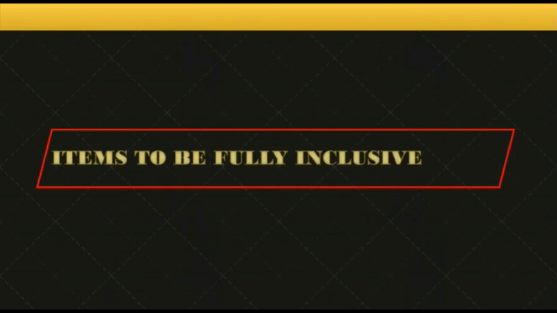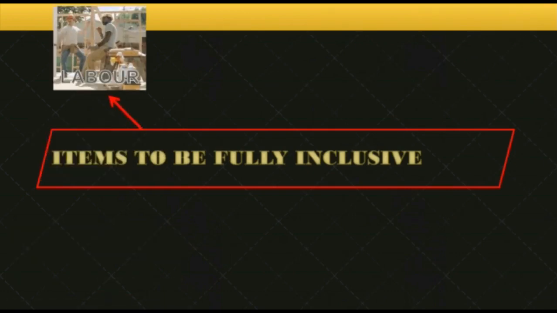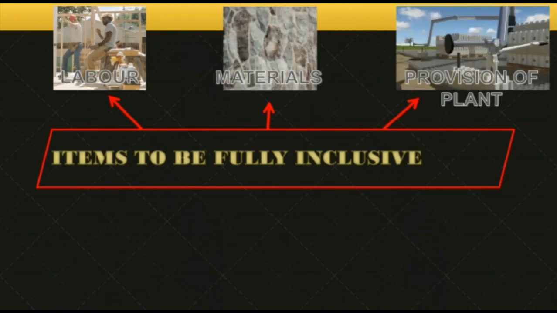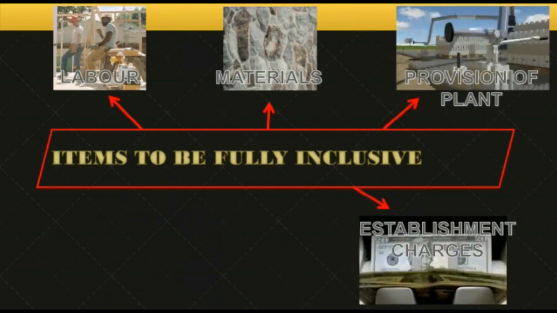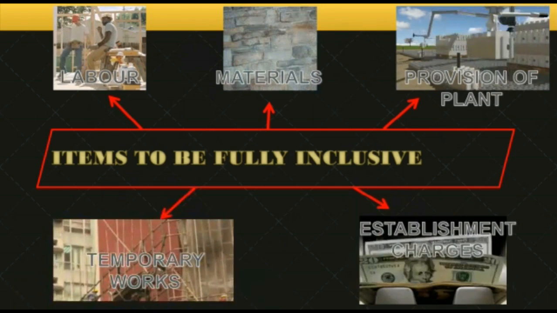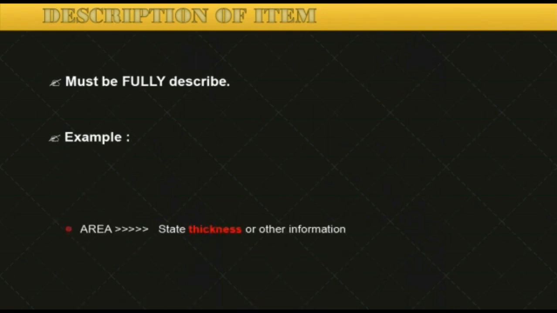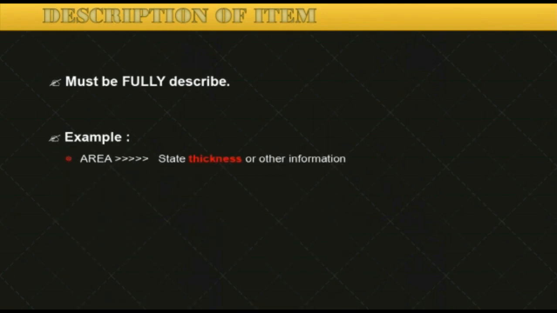Okay. For items to be fully inclusive, labor should be included, materials should be included, provision of plant also, and establishment charge, and also temporary work such as scaffolding, as you can see in the picture here. So for the next aspect, description of item, it must be fully described. For example, for the area, you should state the thickness, and for the weight, you should state the thickness and also the unit weight.